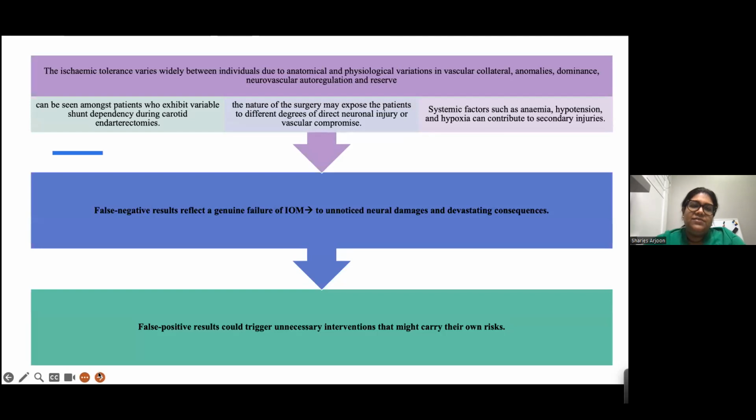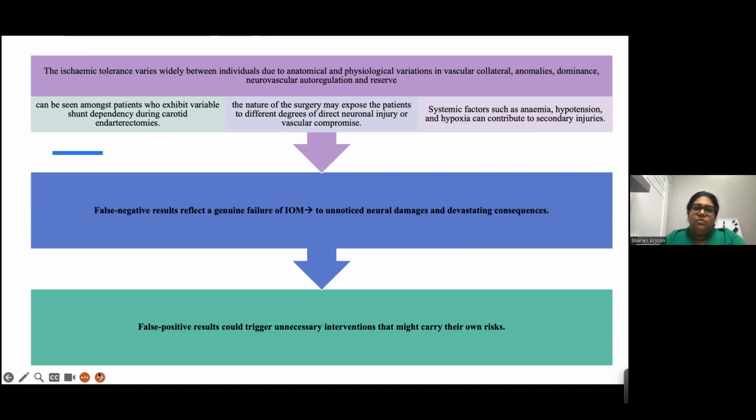The ischemic tolerance varies widely between individuals due to anatomical and physiological variations in vascular collateral anomalies, dominance, neurovascular autoregulation, and reserve. For example, it can be seen amongst patients who exhibit variable shunt dependency during carotid endarterectomies, or the nature of the surgery may expose the patients to different degrees of direct neuronal injury or vascular compromise, or systemic factors such as anemia, hypotension, and hypoxia can contribute to secondary injuries.